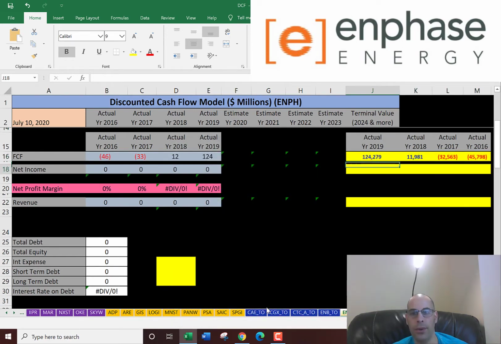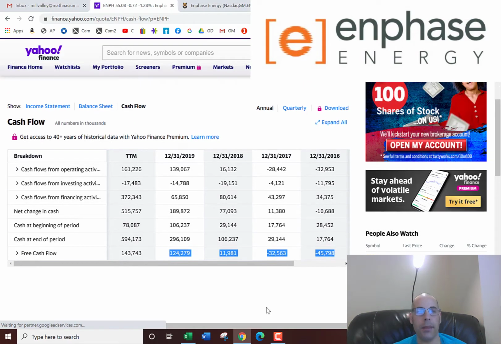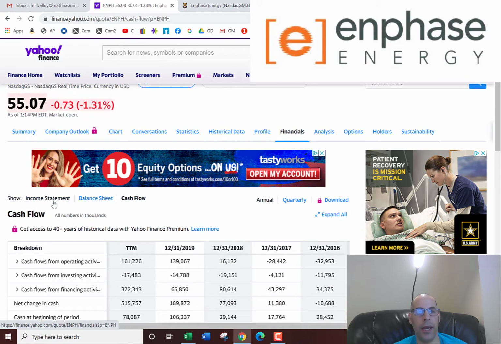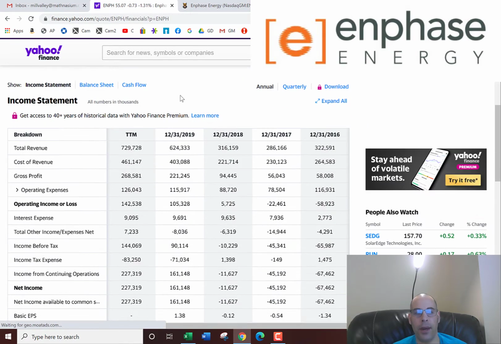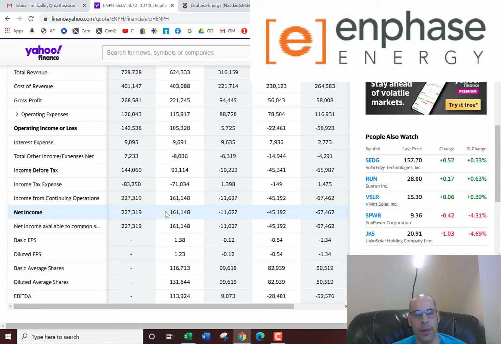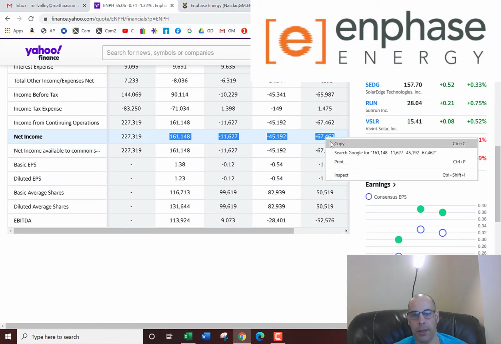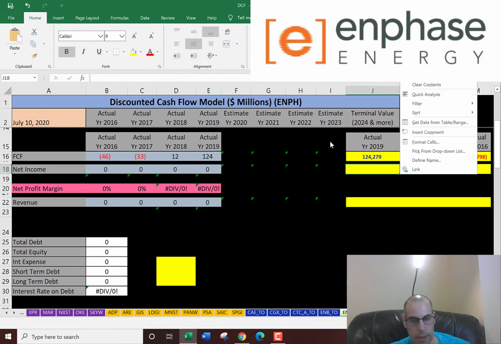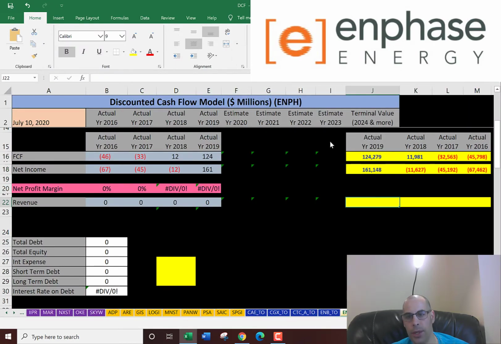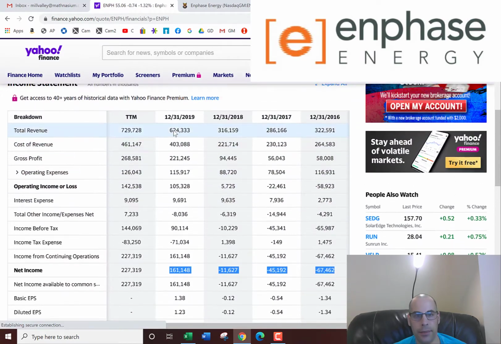Also, the way you value a company is you estimate the future free cash flows and you discount that number back to today's value. Now I'm going to pull the net income, which is the profit and loss on the income statement. And then we're going to pull the revenue, which are the sales for each year.